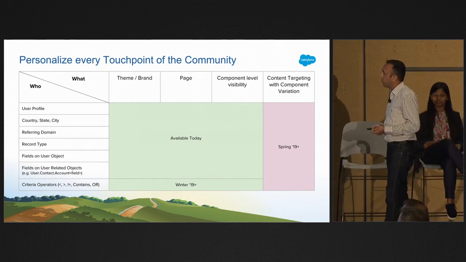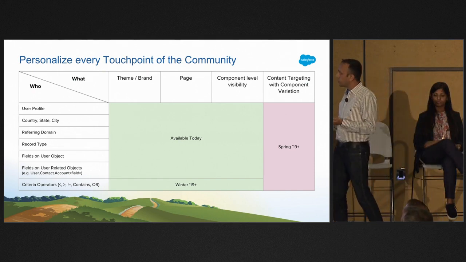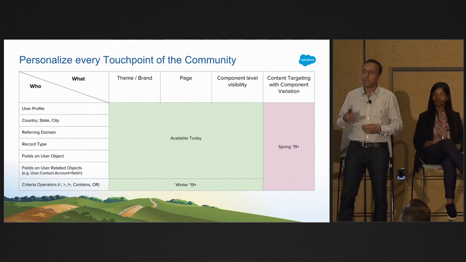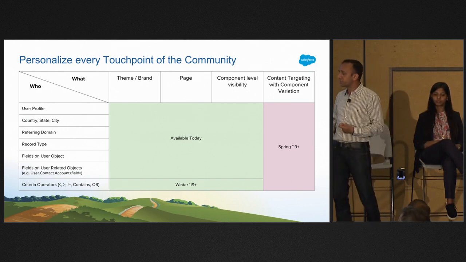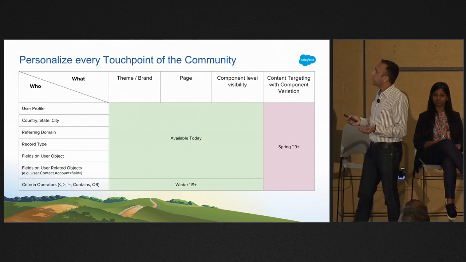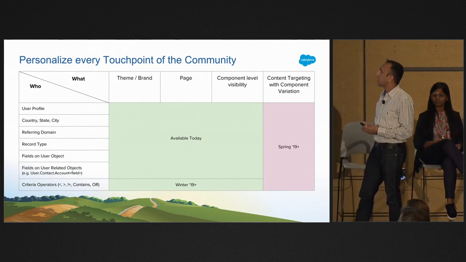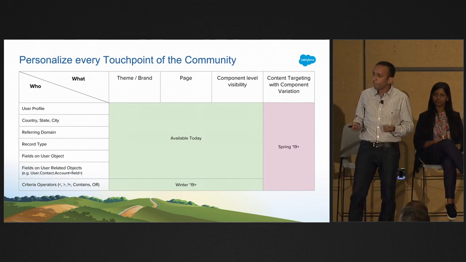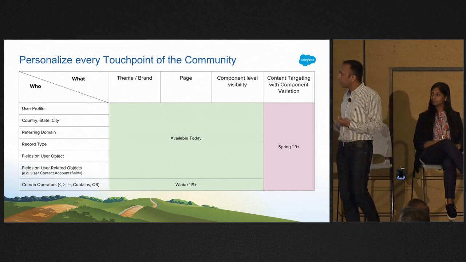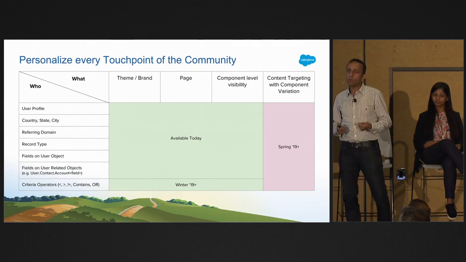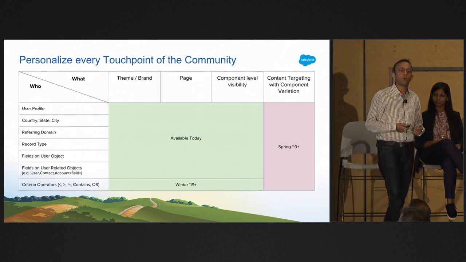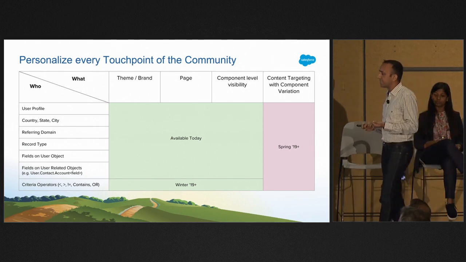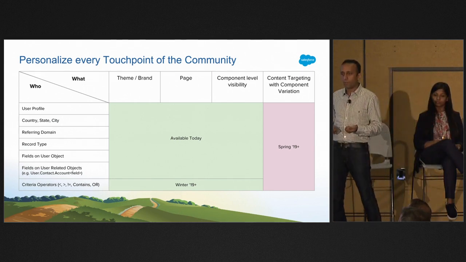You can use record type for record detail pages, or you can use fields on the user object or traverse to other objects from user, like contact, accounts, and other fields on those objects as well. And of course, you can use a combination of all of these to target your theme or branding, pages, and component visibility. Now, what's new in Winter '19 is criteria operators. So you can not only use equals for your criteria, you can also use less than, equal to, contains, starts with, and things like that, based on which field you are using for your criteria.